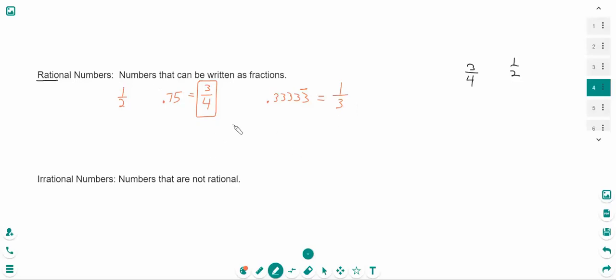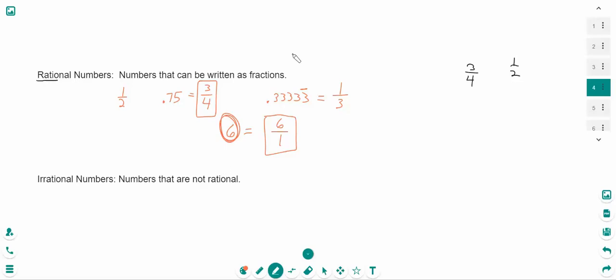How about the number 6? Is that a rational number? Well, the answer is yes, because I can write that as a fraction of two integers, or a ratio of two integers. They would be 6 over 1. That is a ratio of two integers, and it is equal to 6. So therefore, 6 is a rational number.